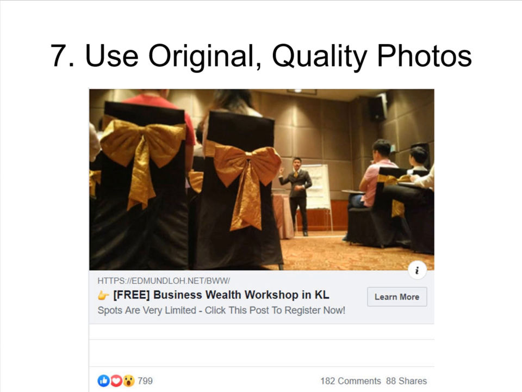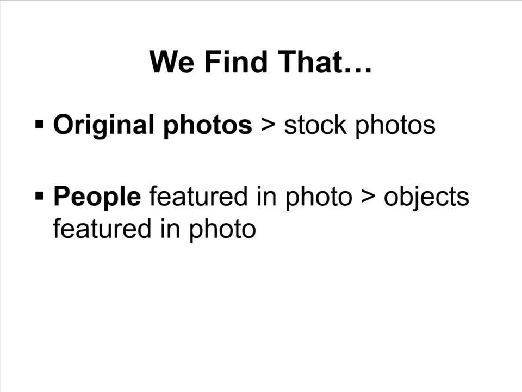Okay? Tip number 7, use original quality photos. We find in our experiment that original photos tend to convert better than stock photos, but this doesn't mean that you don't try stock photos at all. Again, you want to split test as many creatives as possible. Stock photos might do well, but original photos in our experience tend to do better as well. And you don't really need to work that hard to get original photos, okay?